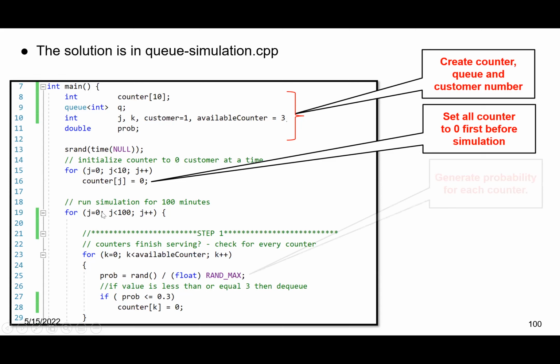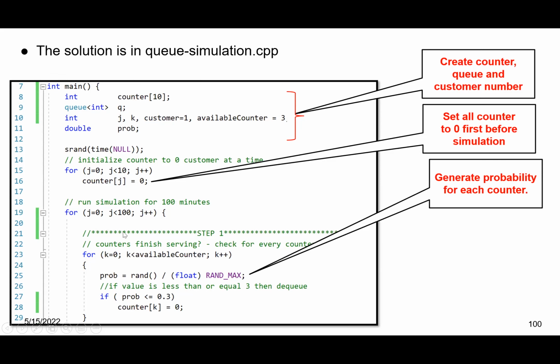And I will use a for loop to simulate how many minutes I run. Here, let's say I want to run for 100 minutes. So I will loop from 0 until 99 here, right? Then I perform my step 1. In every minute, you have step 1 and step 2.